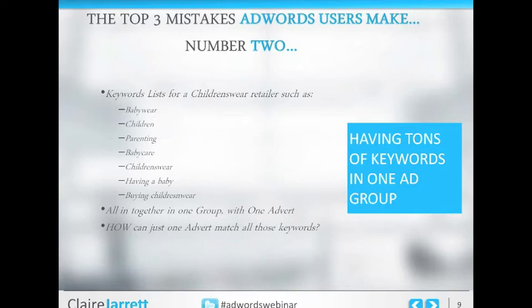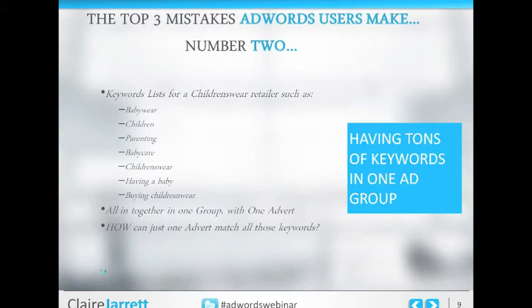So all of those words, we're imagining that they have put them all in one group together with just one advert. But how can this one advert match all those keywords? So you need to split the keywords up. So you can't make the advert do the work. That was mistake #1. You can't make one advert do the work for all of the keywords, and you can't have all the keywords together in just one ad group.